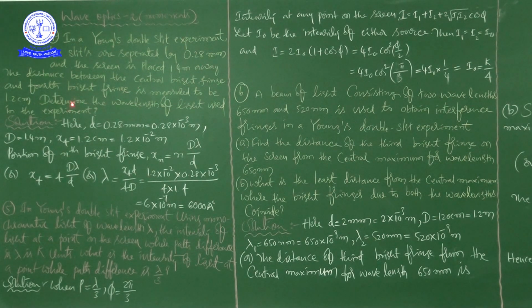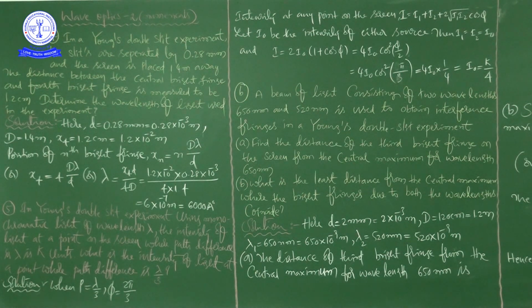Afterwards, the distance between the central bright fringe and the fourth bright fringe is measured to be 1.2 centimeters. Okay, right. Afterwards, what is he asking us to find? Finally, he is asking us to determine the wavelength of light used in this experiment.